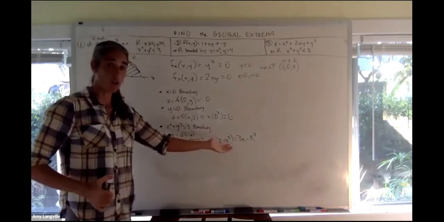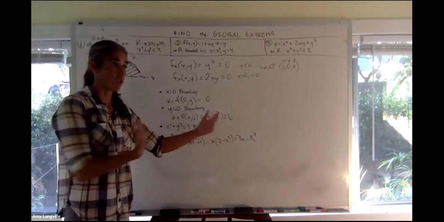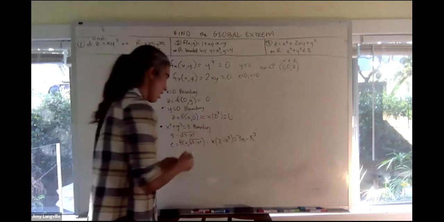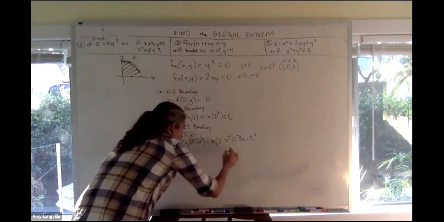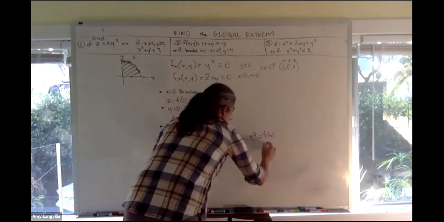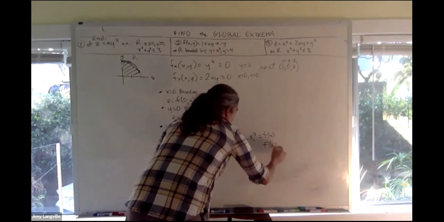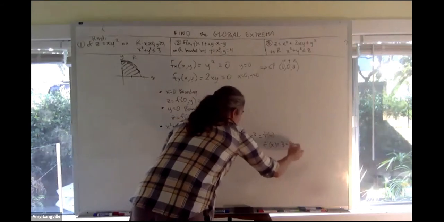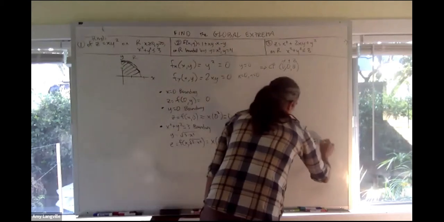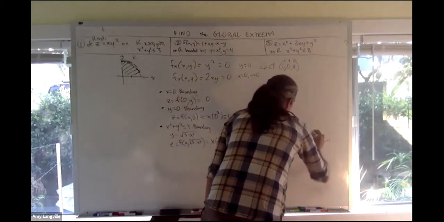Well, now this is a Calc 1 R2 problem. Z is a function of just x now, so I could say I'm going to take the derivative. If I call this f of x, I can get the derivative, and that will be 3 minus 3x squared equals 0. X is 1, x is minus 1 are critical points.